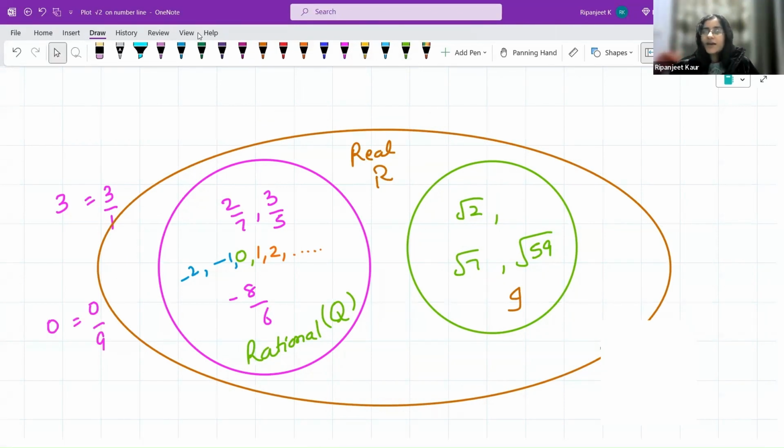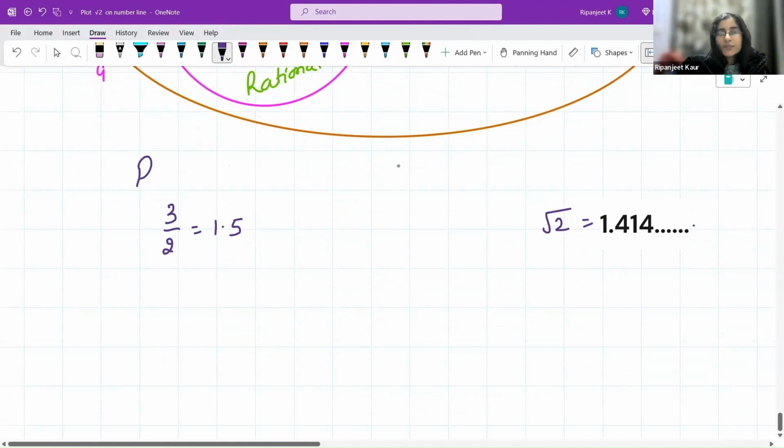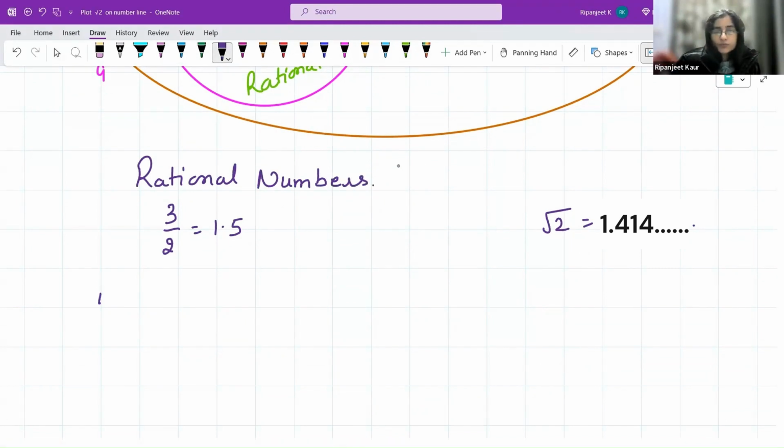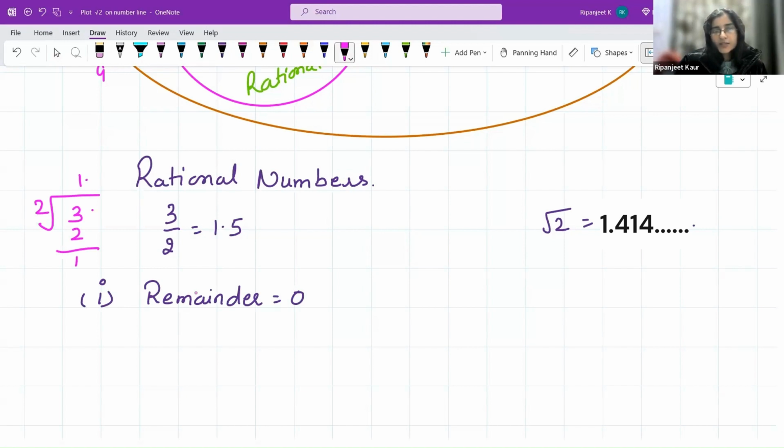After this, how can we identify whether a number is a rational number or an irrational number? For rational numbers, the first case is that the remainder becomes 0. For example, if we have 3 over 2, how did we get 3 over 2? 3 divided by 2. 2 ones are 2. 1 is left. We put a point and then a 0 over here. Take down the 0. 2 fives are 10. So the remainder becomes 0. This is the first case.